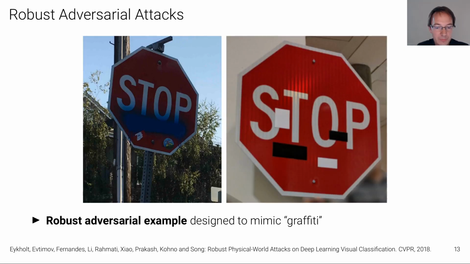It has also been demonstrated that you can design simple graffiti-like attacks that are very easy to stick to, for instance, the stop sign here, that fool the classifier in a similar way and that therefore are relevant for attacking self-driving systems.